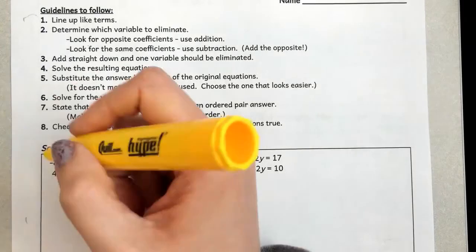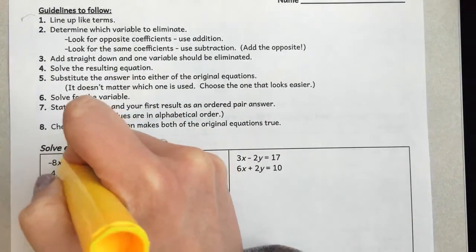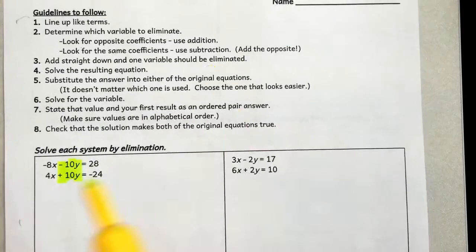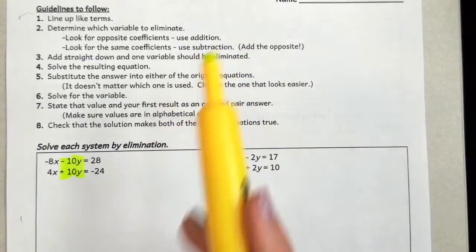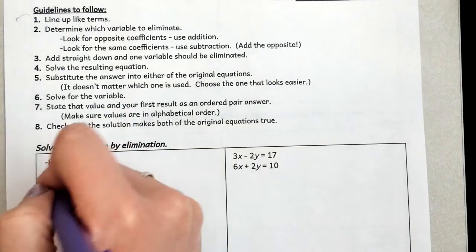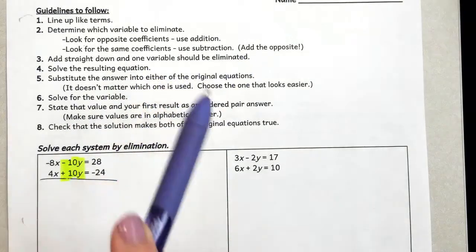So here I'm seeing in this first problem that I want it to be these two. Okay? If they are opposites, it's telling us we are going to add, because you're trying to cancel them out. And so to cancel them out, you would add them. I wouldn't subtract them, because a negative 10 minus 10 is a negative 20. That wouldn't cancel. So the next thing is add straight down, and one variable should be eliminated.